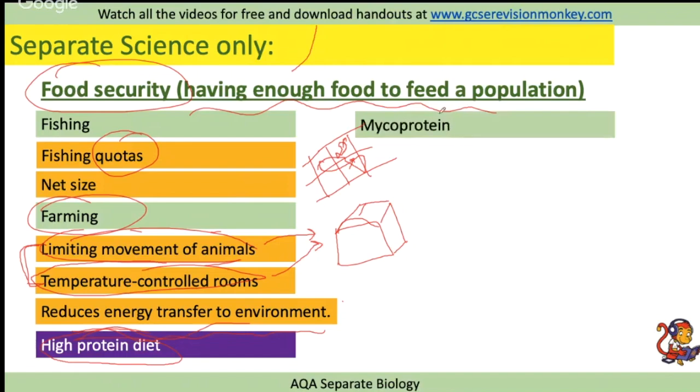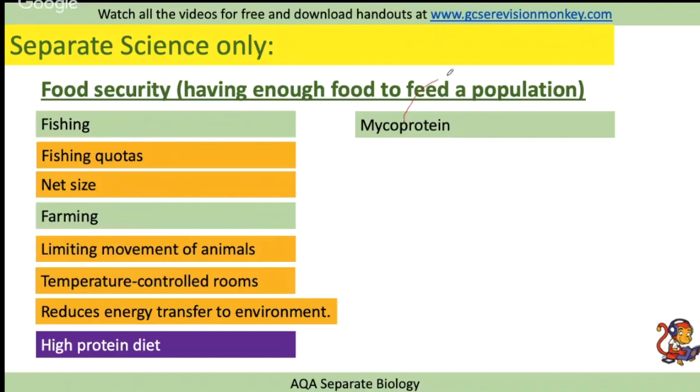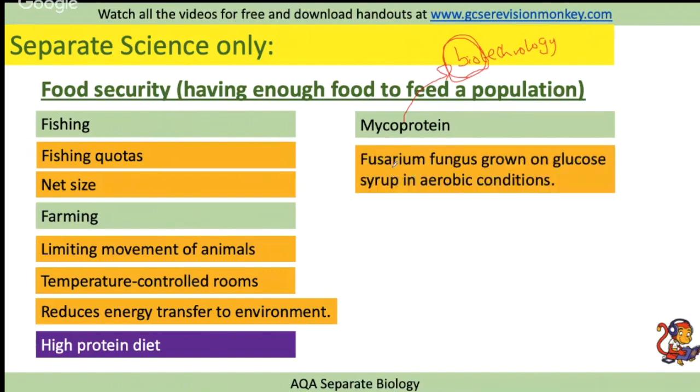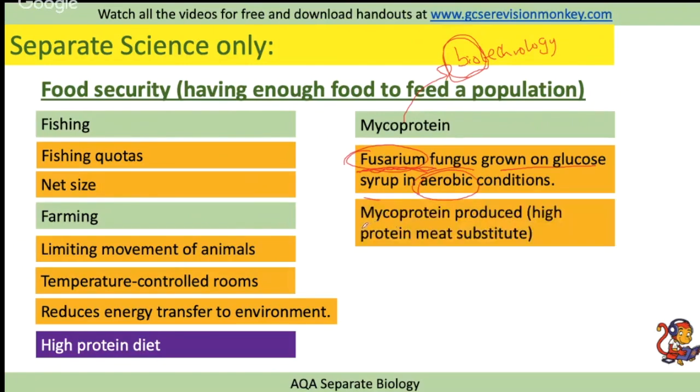Another thing that we could do is create mycoprotein. So this is an example of one of the ways we can use biotechnology, which is technology of living things. So mycoprotein is used to make meat substitutes, and it's made from a fungus called Fusarium, and this is grown on glucose syrup in aerobic conditions. So the Fusarium fungus then produces a protein called mycoprotein, and what they found is that it's a really good substitute for meat. It's high in protein, so if people don't like to eat meat, they can eat this mycoprotein, which is used in products such as Quorn.